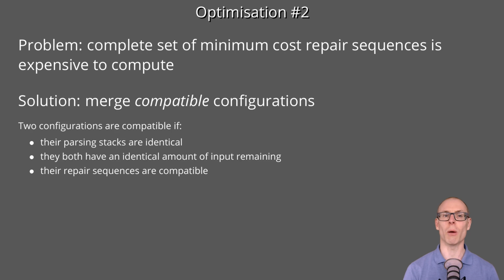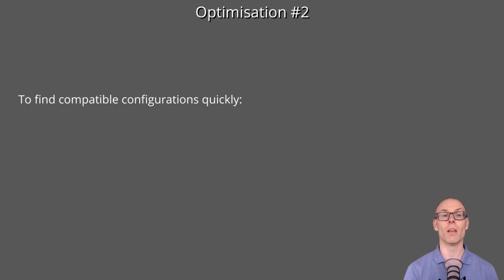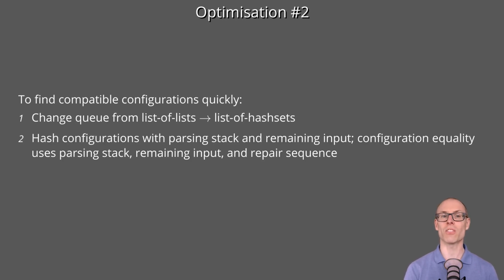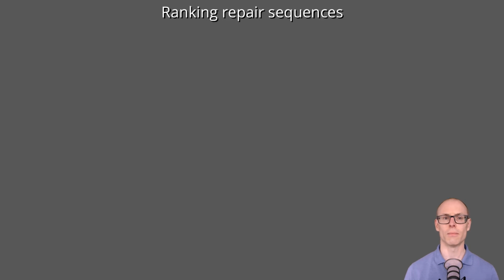There are various rules about what a compatible configuration is, but the real challenge is to find a potentially compatible configuration quickly. To do that, we reuse an often forgotten facet of a classic computing data type. First, we change the queue from a list of lists to a list of hash sets, and then we rely on the fact that hashing behavior need only be a subset of equality behavior. Combine that with some more use of parent pointer trees and you have an extremely effective optimization.